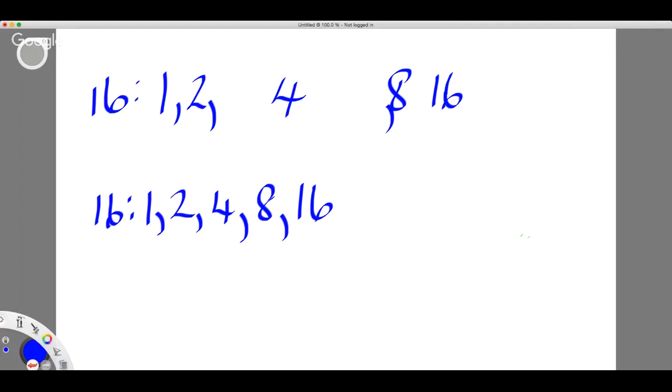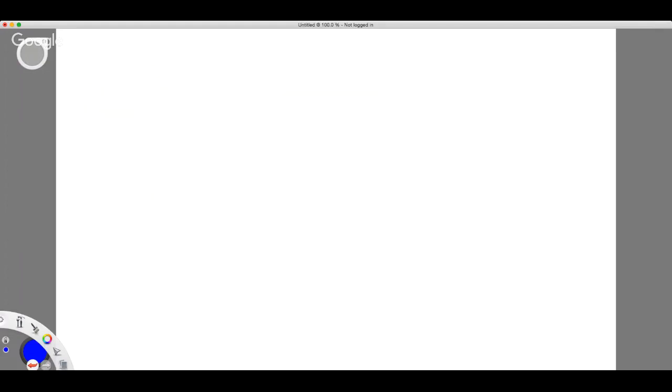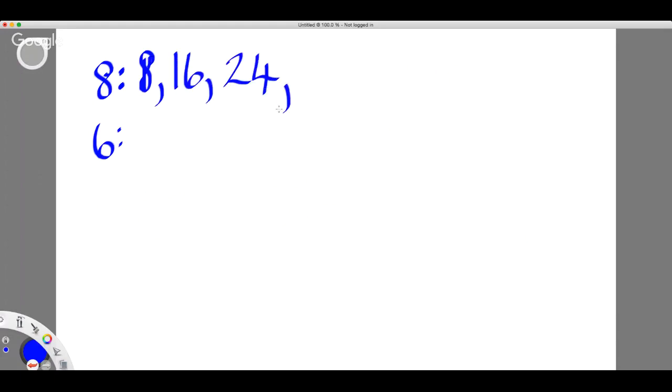Number 2. It says, what's the least common multiple of 8 and 6? So we can find the multiples of 8 and the multiples of 6. So the multiples of 8 are 8, 16, 3 8s are 24, and 4 8s are 32. So we can stop here.